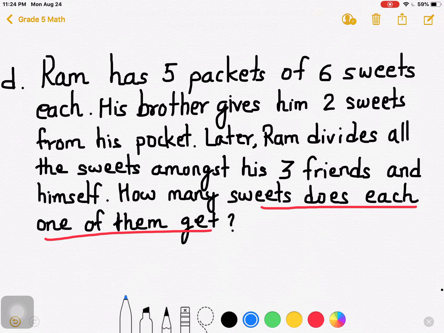What is given here? 5 packets of sweets, 6 sweets in each, and also the 2 sweets added here. And he has divided among his 3 friends and himself, means he has divided into 4 portions, among him also. 3 friends plus Ram, 4. Now let us make the problem.